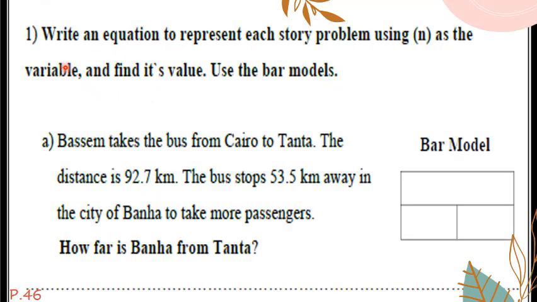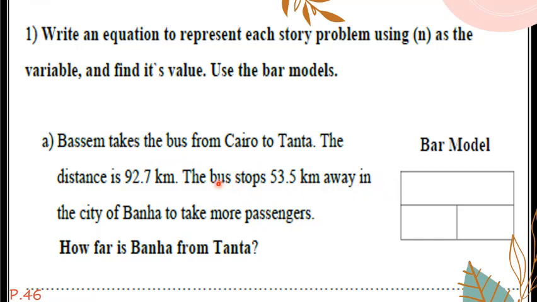In the first example, write an equation to represent each story problem using variable n. Add the variable here and then find its value. Use the bar model. Basim takes the bus from Cairo to Tanta. The distance is 92.7 kilometers. That means this is all the distance between Cairo and Tanta. So this is the total distance between the two towns. So I'm going to write it up here. This is the place for the total.